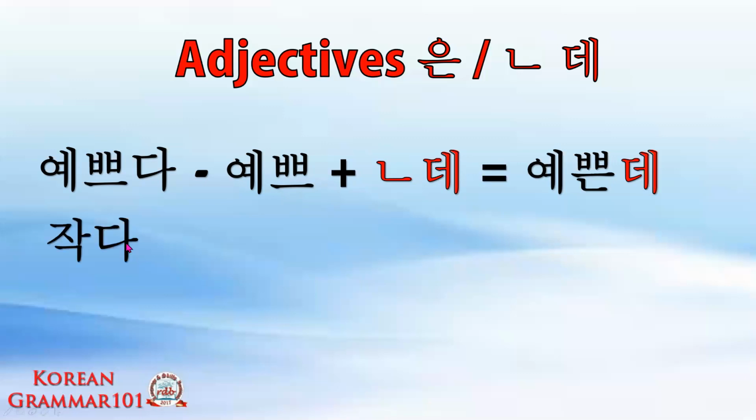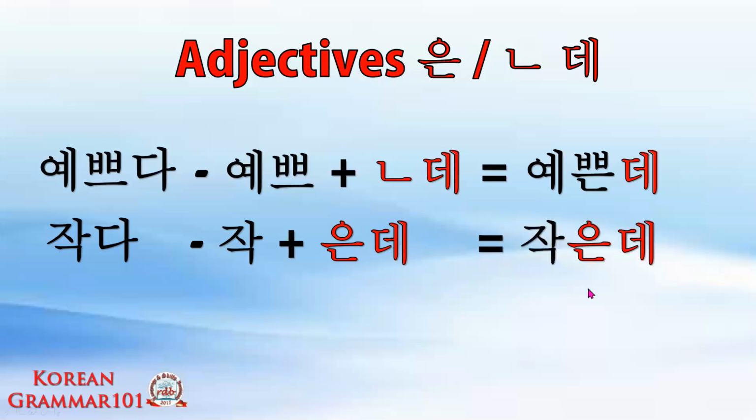Okay, next is jakda. Jakda is an adjective that means to be short or small. Okay, so when we conjugate nunde with this, we have to drop the da first. So from jakda, it becomes jak. Then here, look at the word. It ends with pachim. So that means that is a consonant letter. So it ends with consonant. We will attach unde. So it becomes jagunde.